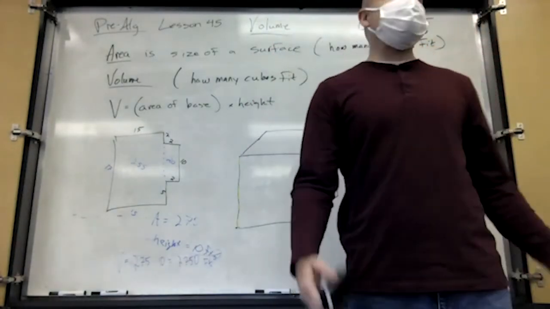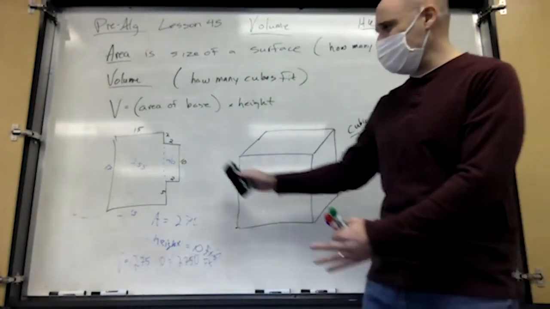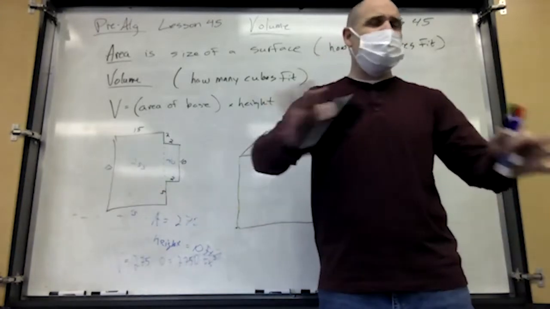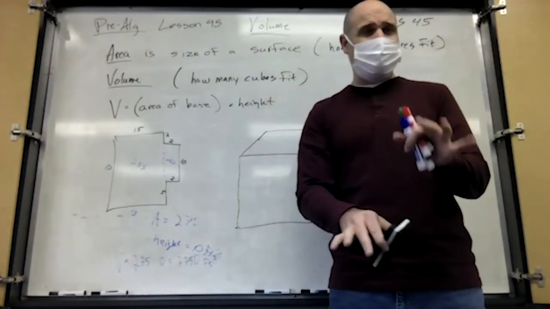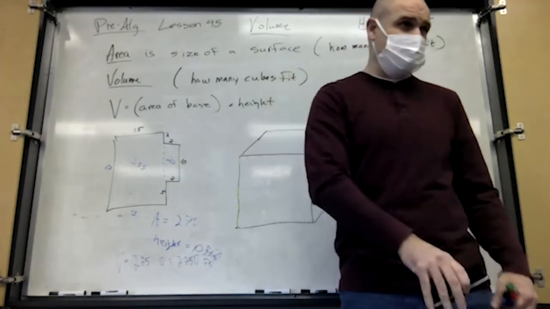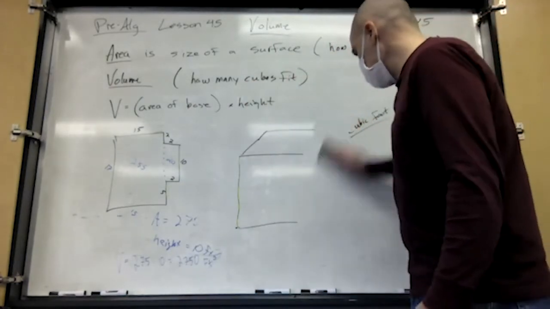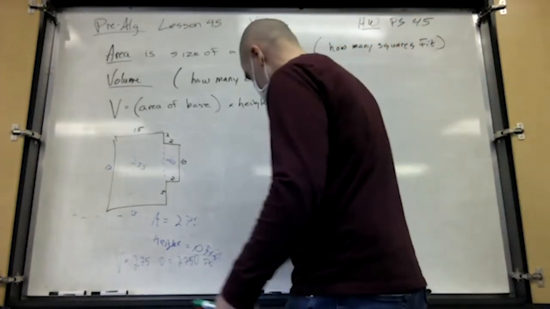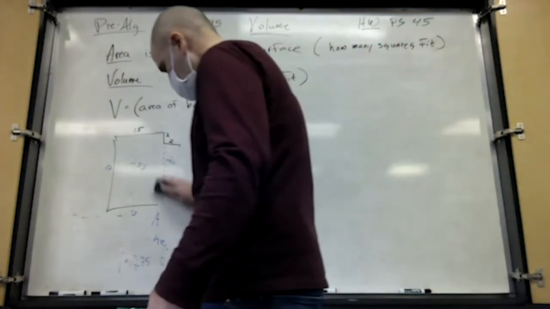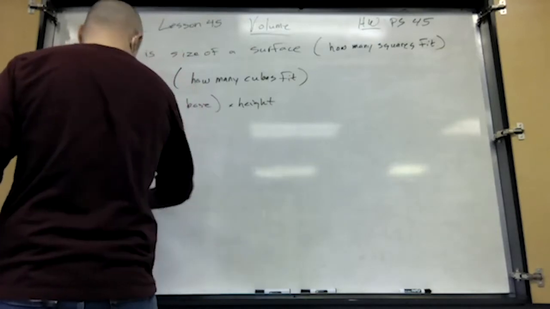All right, guys. So you guys get the basic idea, right? So the base can be any shape. As long as you can find the area of the base, all you have to do is multiply by the height and you're done. Okay? So let's do some examples. I'm going to erase all this. Let's do some examples, and then I'm going to let you guys work for the rest of the day.